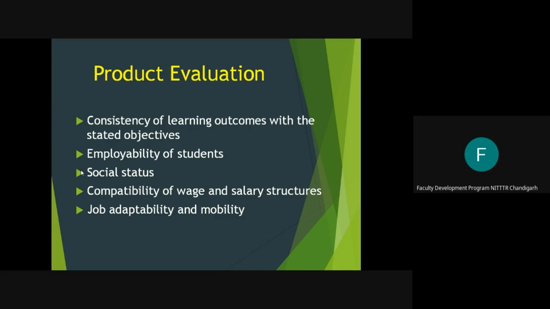There's no need to make any change, or I will make the change in the curriculum. I will update the curriculum, but maybe after some time, not today, maybe next year, maybe after 2 years, maybe after 5 years. So in curriculum evaluation, we are collecting information, and based on that we are making a decision whether I have to update my curriculum, whether I have to make changes in my curriculum or not.